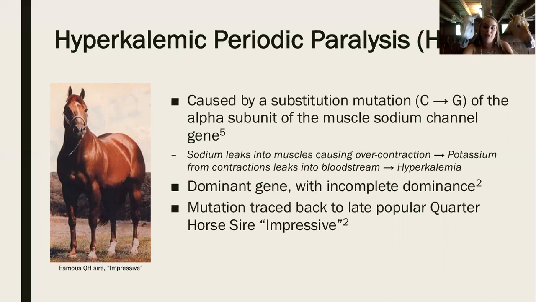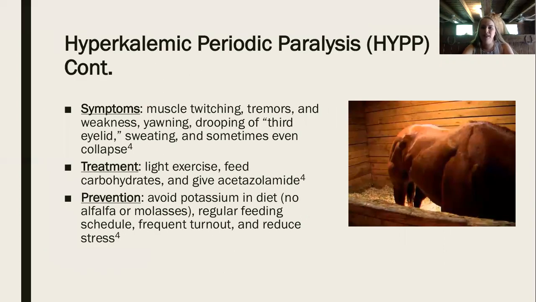This is a dominant gene with incomplete dominance, and they were able to trace this mutation back to a famous quarter horse sire named Impressive, pictured on the left, and he was impressive. He was a very good horse in the show pen, and as a sire, he sired over 2,000 foals. Both Cupcake and Zany here, who decided to leave, are both descendants of Impressive. Cupcake is not registered, but Zany is, and so you can see it distantly on her papers that she is related to him.